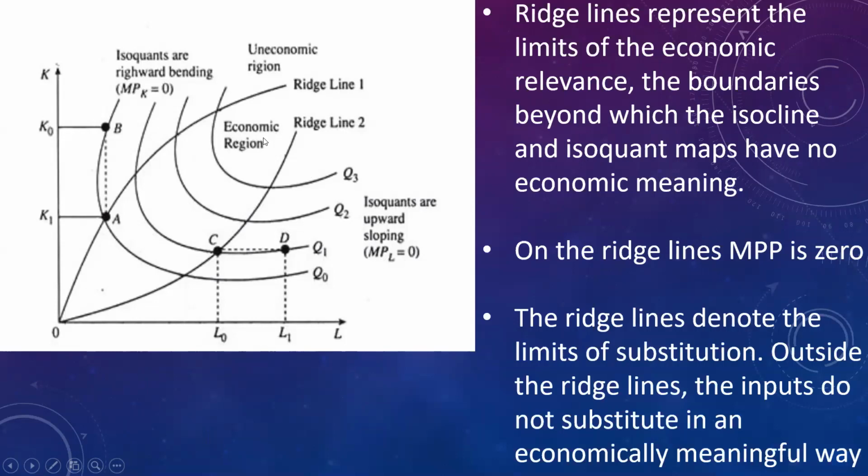This ridge line represents the limits of economic relevance. That is, beyond these boundaries, regions will be uneconomic. The production will be uneconomic, and within the ridge lines, the production will be economic. On the ridge line, marginal product is 0, and the ridge line also denotes the limits of substitution. That is, within these ridge lines, the inputs will be substitutable, and beyond this ridge line, the inputs will be complementary. So it denotes the limits of substitution.